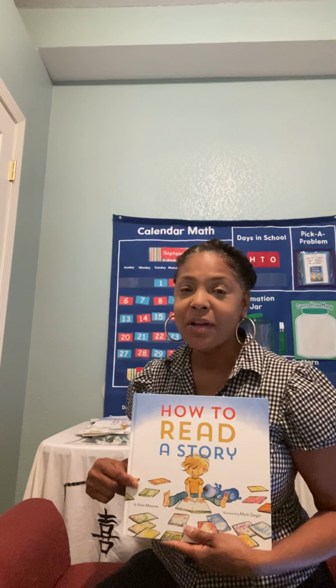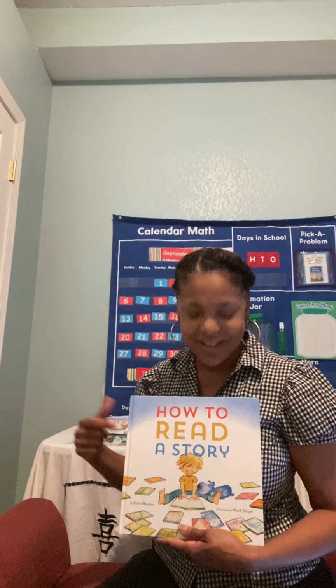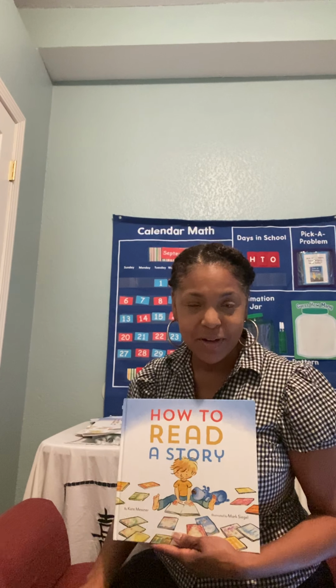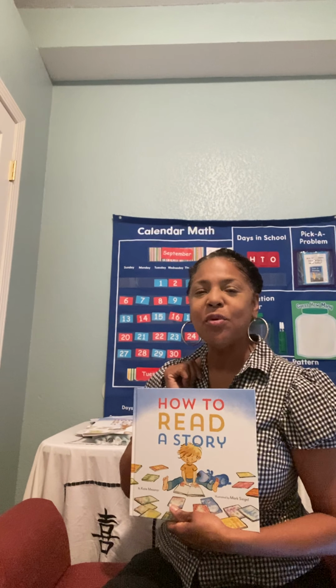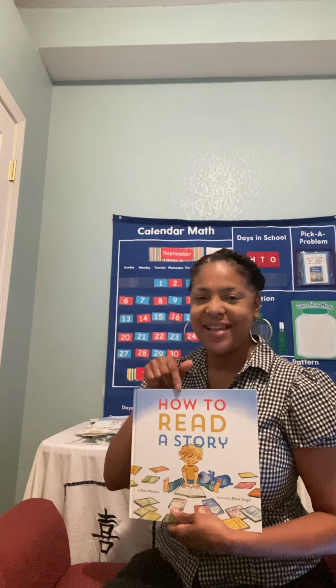Now, the author of the book does what? Write the story. Very good. And the illustrator of the book, what's the illustrator's job? Very good. The illustrator draws the pictures. Very good. The spine of the book, what's his job? It holds the book all together. Very good. The front cover is where we will find the title.